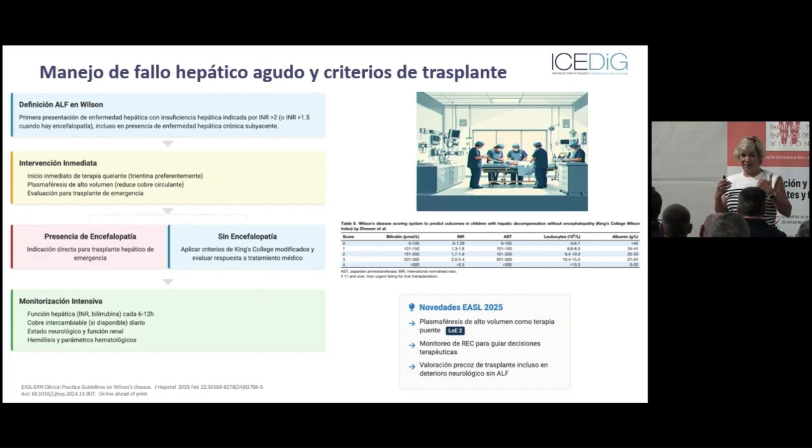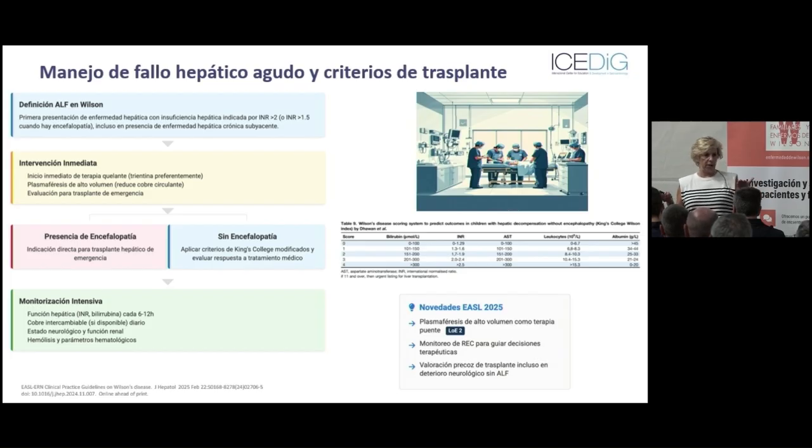Right, this is the worst scenario actually, but within the liver context it has been very important. The definition of acute liver failure in Wilson, and basically having a fast diagnosis. This was not defined previously: an alteration of coagulation, an INR value of more than 1.5, and encephalopathy, regardless of any chronic liver disease, because in Spain an ALF is considered if we have an underlying healthy liver.